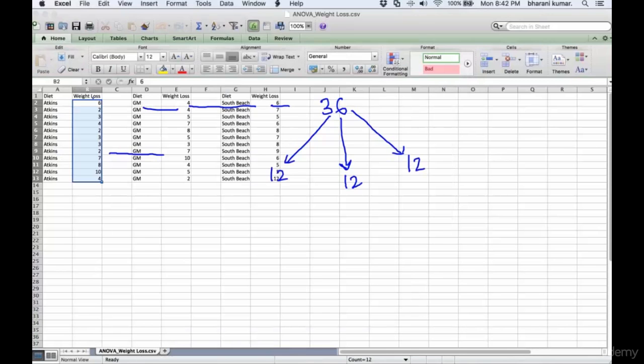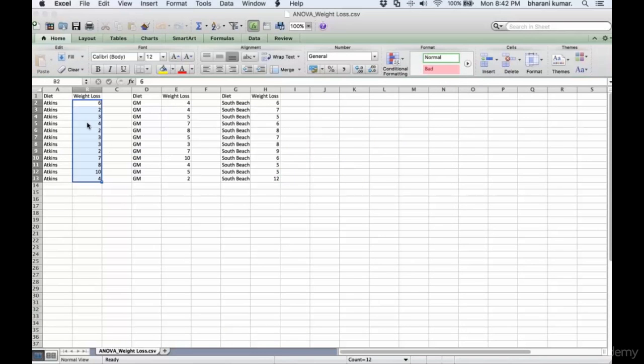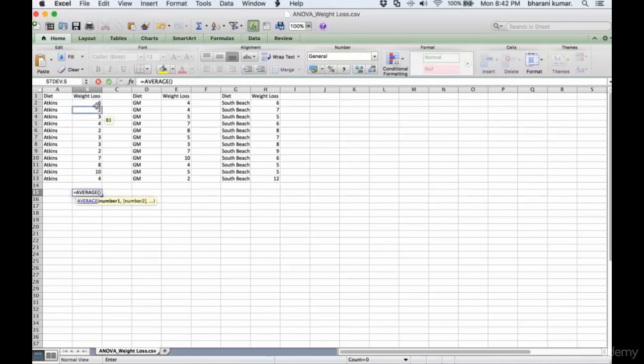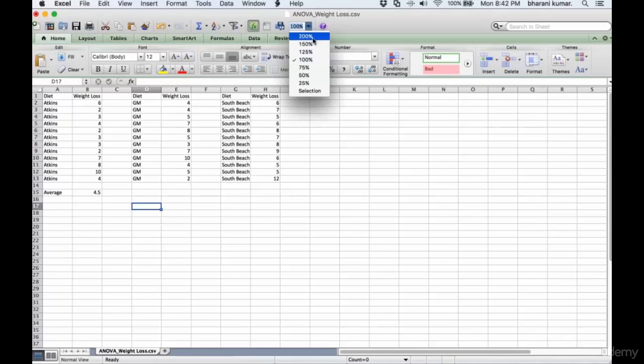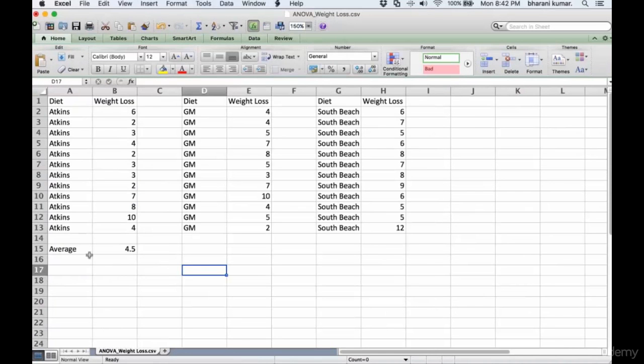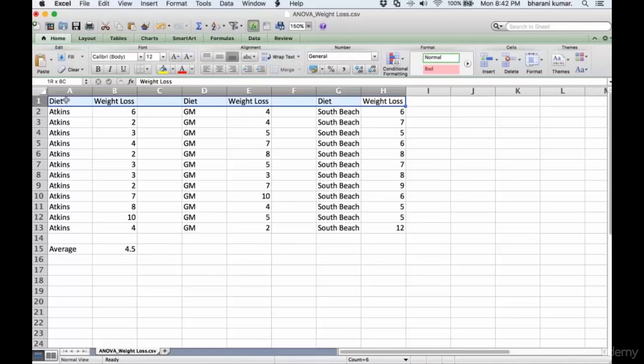So here we go. This is the underlying data set. The first person has lost 6 kgs, second person has lost 2 kgs, third person has lost 3 kgs, fourth person has lost 4 kgs, so on and so forth. When you look at the average weight loss of this diet program, the average happens to be 4.5 kgs. So the average weight loss of people who are assigned to Atkins diet program is 4.5 kgs.